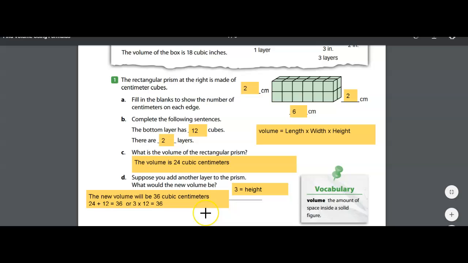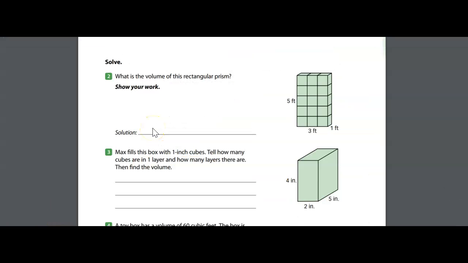Make sure you're pressing pause and you're writing this down on a packet or on your scratch piece of paper. Let's go to the next page. All right, question 2 says, what is the volume of this rectangular prism? So now is your opportunity to use the space below and solve on your own. Press pause and do so now.